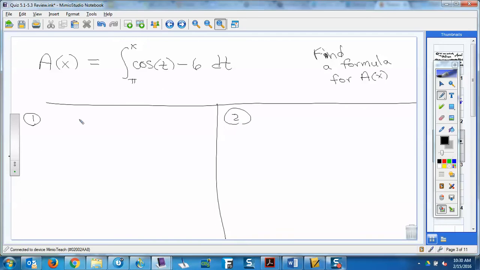So what's the antiderivative of this? What's the antiderivative of cosine? Sine. Now, is it going to have a t in it or an x in it? It's going to have an x in it, right? It's got a t inside here, but once I do the antiderivative, it's going to have an x in it. Okay? What's the antiderivative of 6? 6x. And then plus some c. When you do an antiderivative, there's going to be a c.